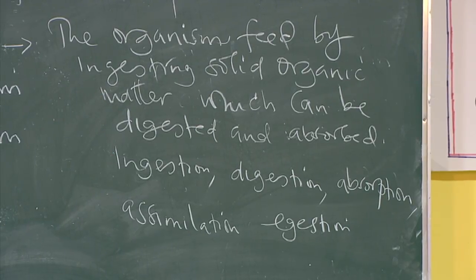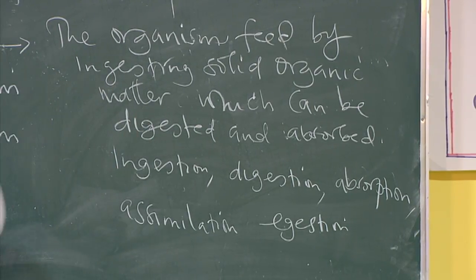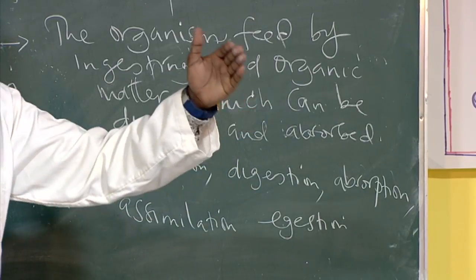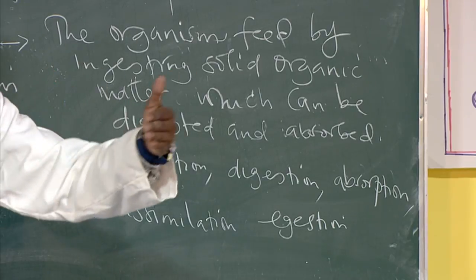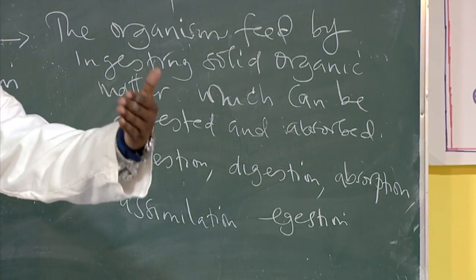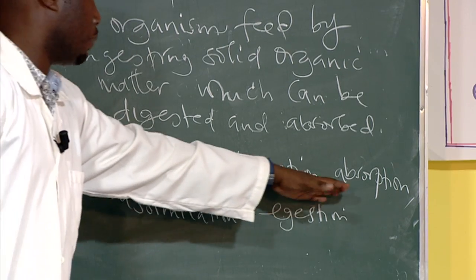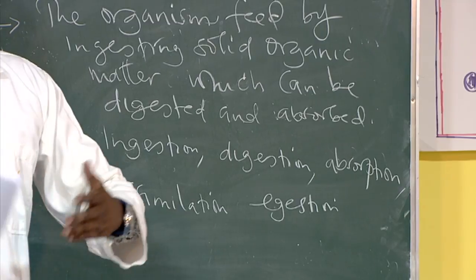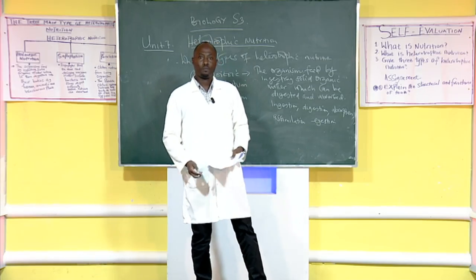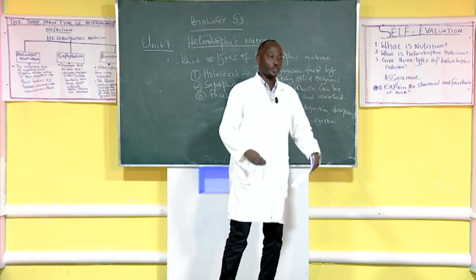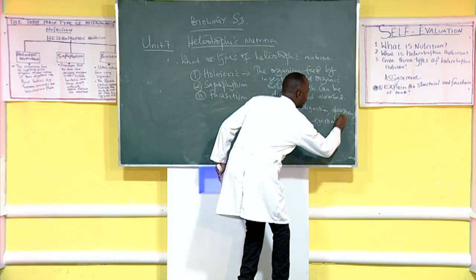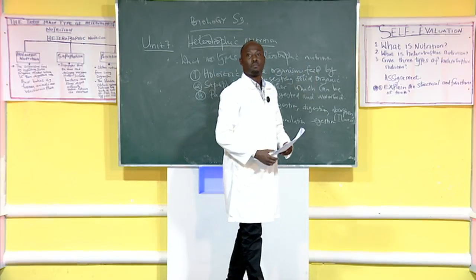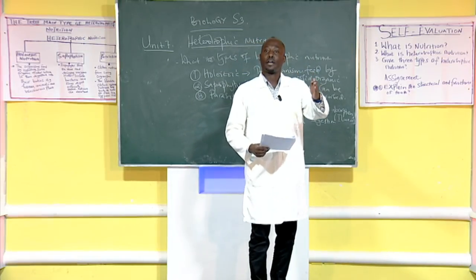When you talk about ingestion, it is the process of taking in food into our mouths. Digestion, breaking down a complex food material into a simple soluble compound that can be absorbed into the body. Absorption, that is absorbing the end product of digestion. And you know, student, who can remind me where absorption takes place? Good, in the ileum. Those who don't know what is ileum, we can refer to it as the small intestines.